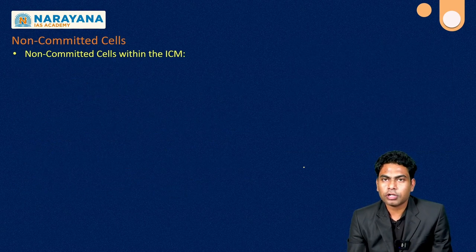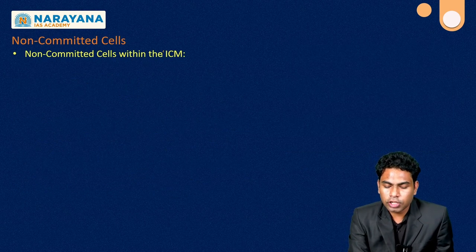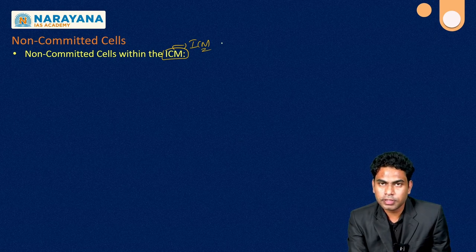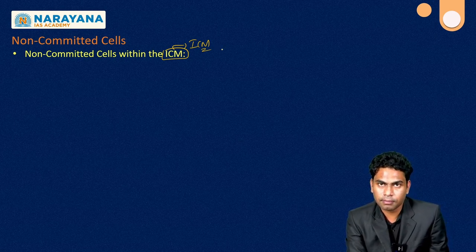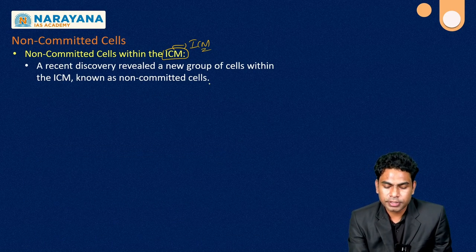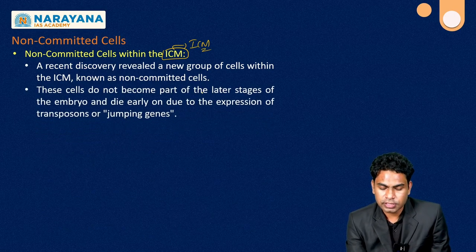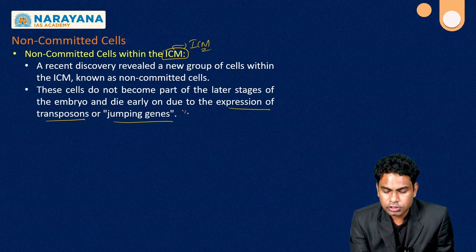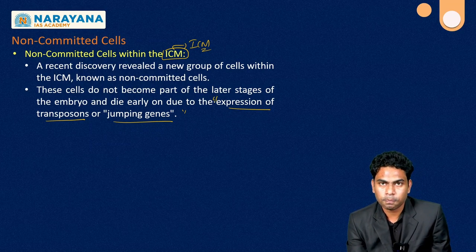Now let us look into the non-committed cells. As you have seen, all the ICM cells are not of consequence for the embryonic development. Certain cells actually have the ability to do harm to the embryo, which are non-committed cells. And these non-committed cells, through their expression of transposons or jumping genes, cause harm to the embryo.